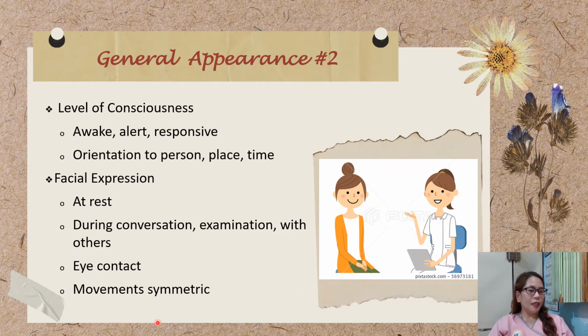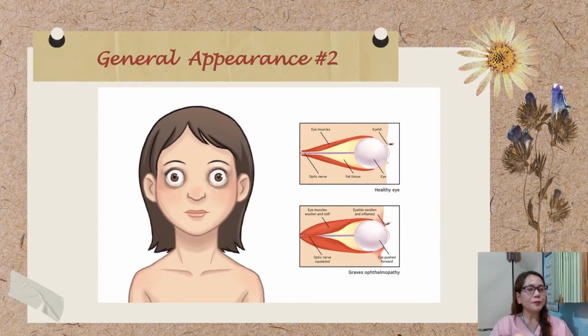Yeah. And then you have to observe also for the movement, symmetric movement. So in assessing the symmetric movement of the face, you can ask the client to smile, to frown, okay, to raise the eyebrows. Okay, that's one way of checking if the facial muscle moves symmetrically. Okay, and then proceeding, this is just an example of the facial expression.